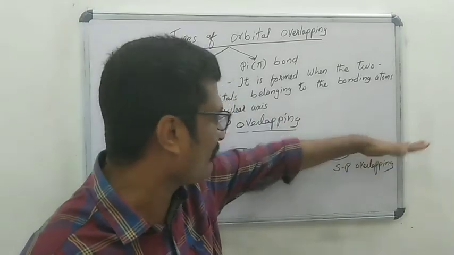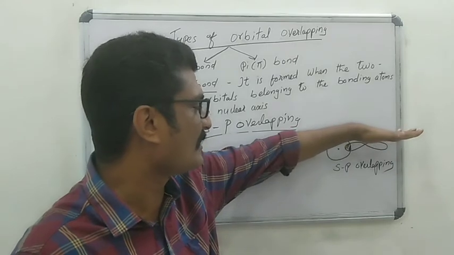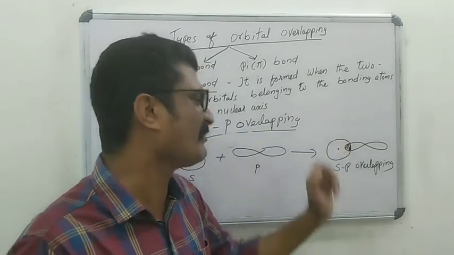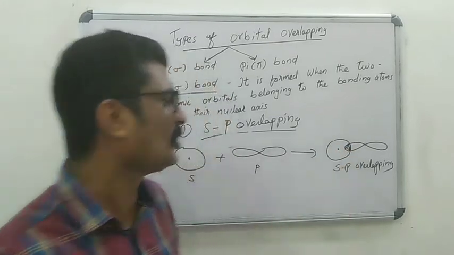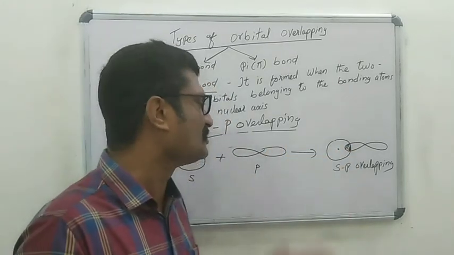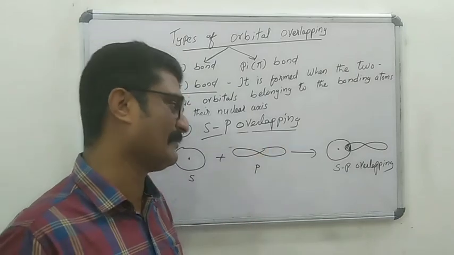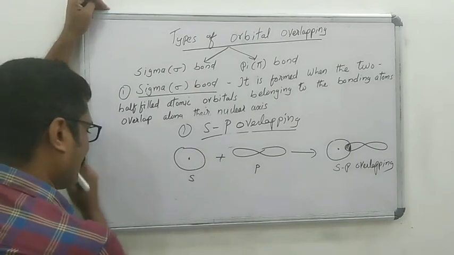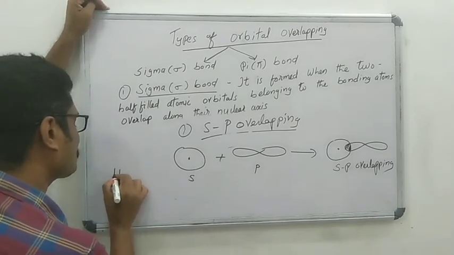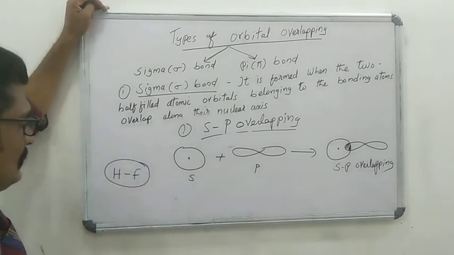This SP overlapping takes place along the internuclear axis. This overlapping is also called end-on. These two ends undergo overlapping, hence it is called end-to-end overlapping or head-on overlapping. Then, the example for SP overlapping. Please listen: the formation of the hydrogen fluoride, HF, molecule.